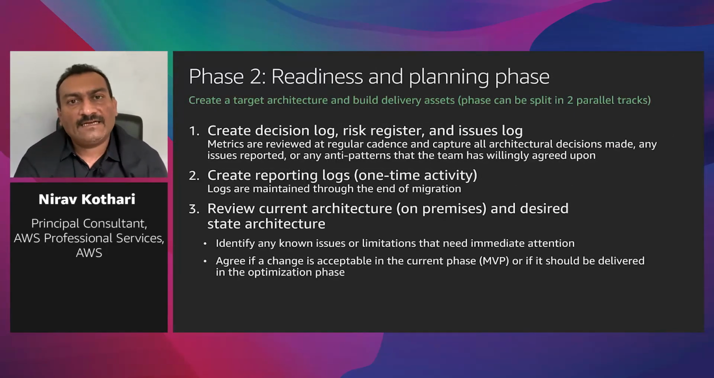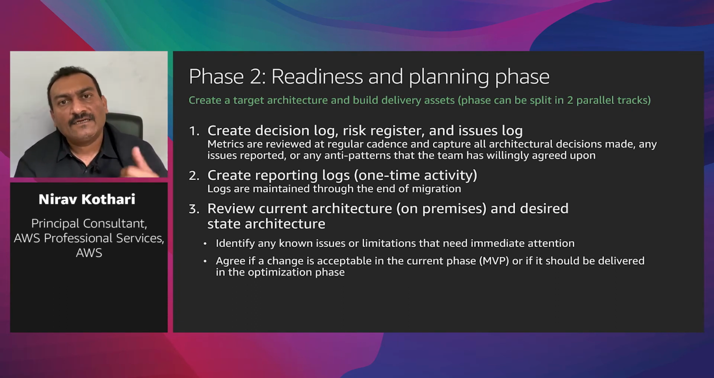Now, before we get into the details of the readiness and planning phase, the first bullet in there, you will notice, is things that are not ongoing. It's a one-time activity. What we typically tend to do is, for any given engagement, when we kick off the readiness and planning phase, there's a one-time activity, which is to create 3 important documents. The first one is a decision log.